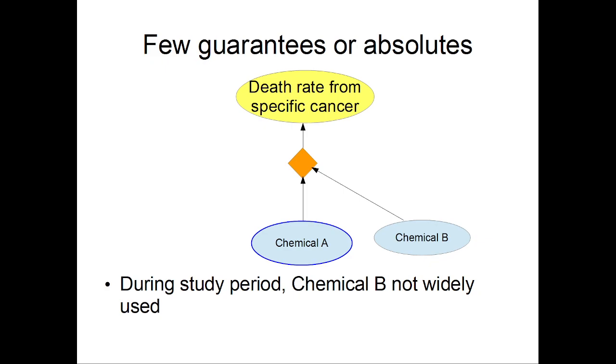And the way that it works is that if you only have chemical A in your body, you're probably going to be fine. And if you only have chemical B in your body, you're probably going to be fine.